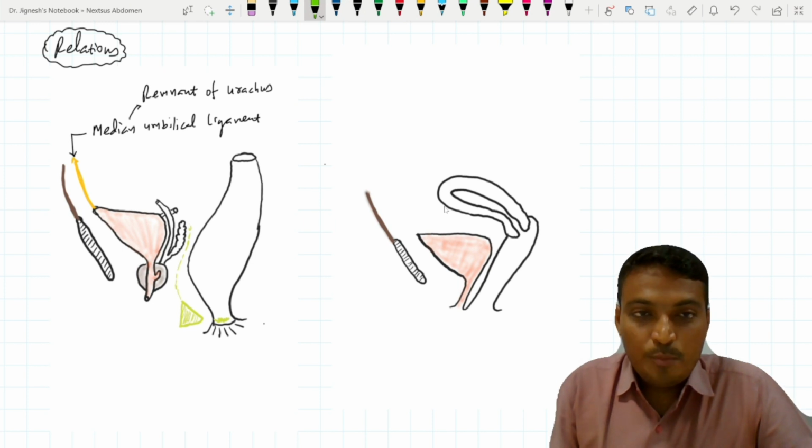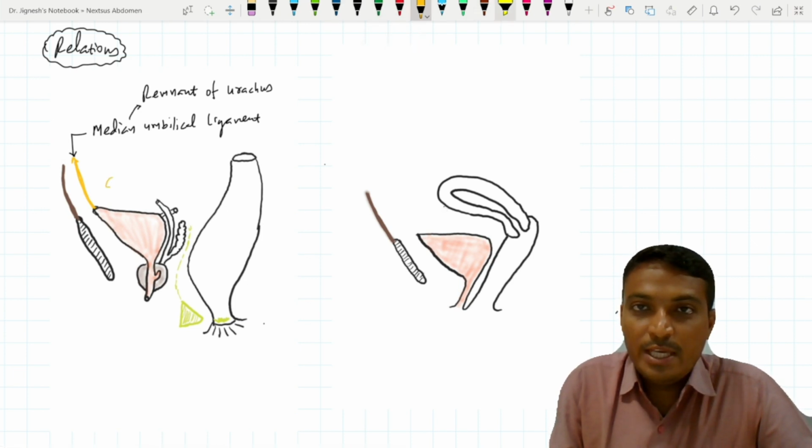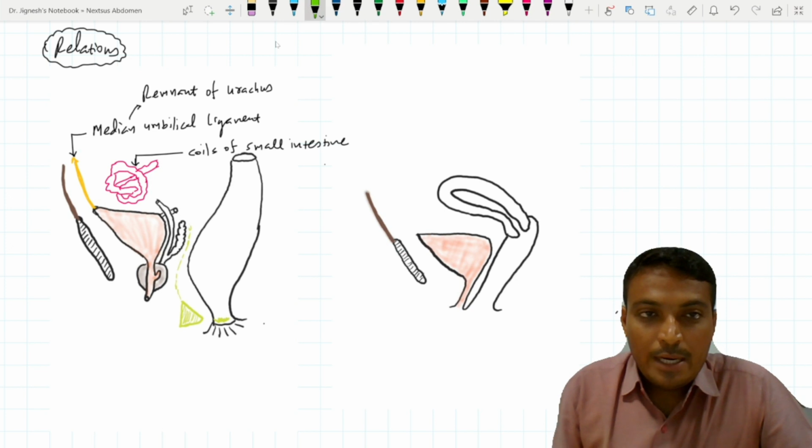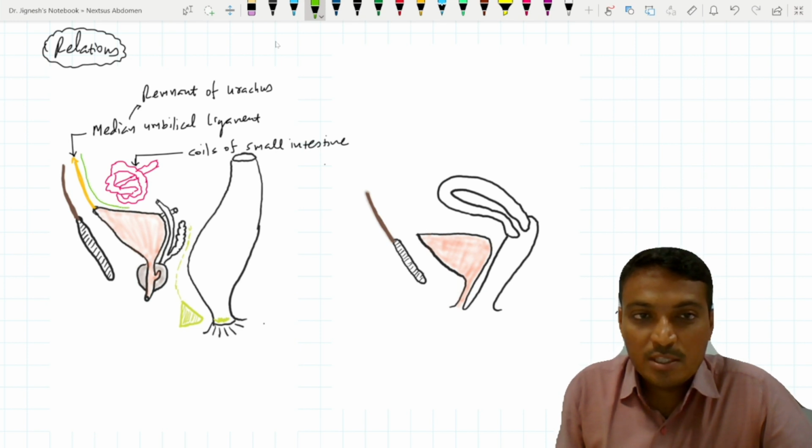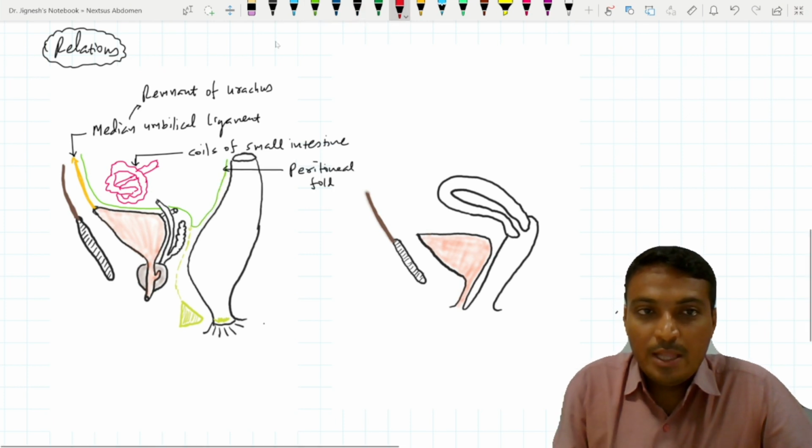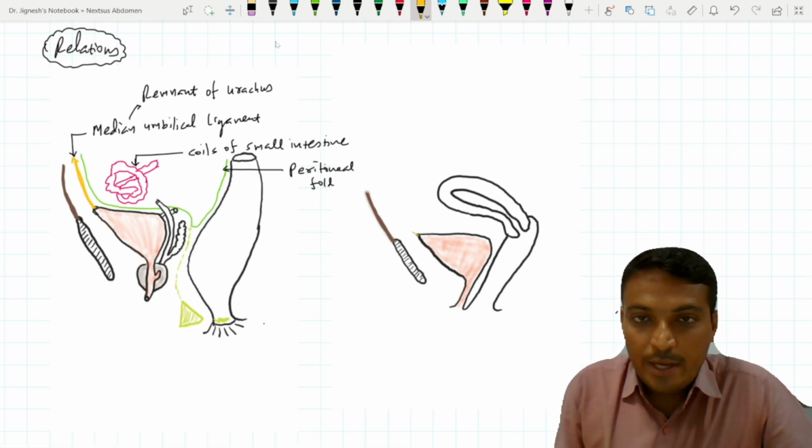In case of the male, the superior surface is related with the coils of the small intestine. The superior surface is separated from the coils of the small intestine by the peritoneal fold. This peritoneal fold covers the superior surface of the urinary bladder, reaches up to the upper part of the posterior surface, and then reflects onto the rectum.